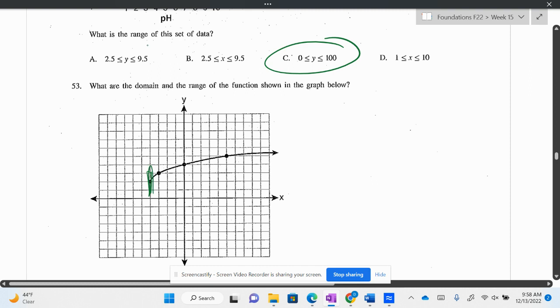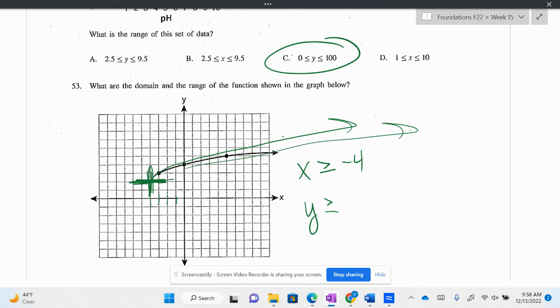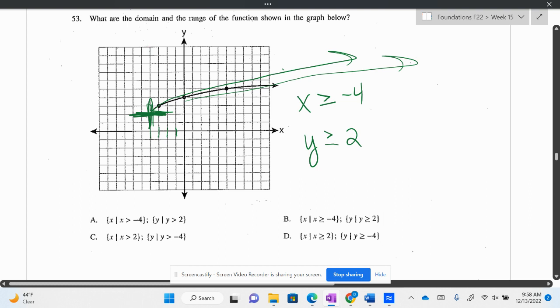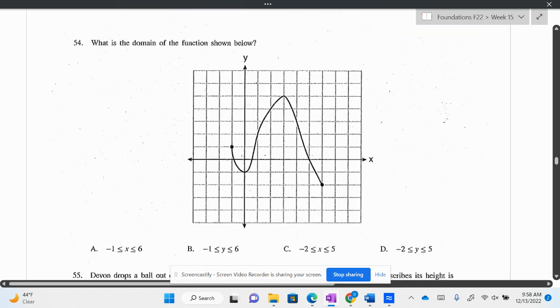What is the domain and the range? The domain is your x values. So x is greater than or equal to, because this is going on forever, the smallest x value is -4. My range, my y values, y is greater than or equal to the lowest y value, and then it goes up, right? So my lowest y value is 2. So y is greater than or equal to 2, and x is greater than or equal to -4.